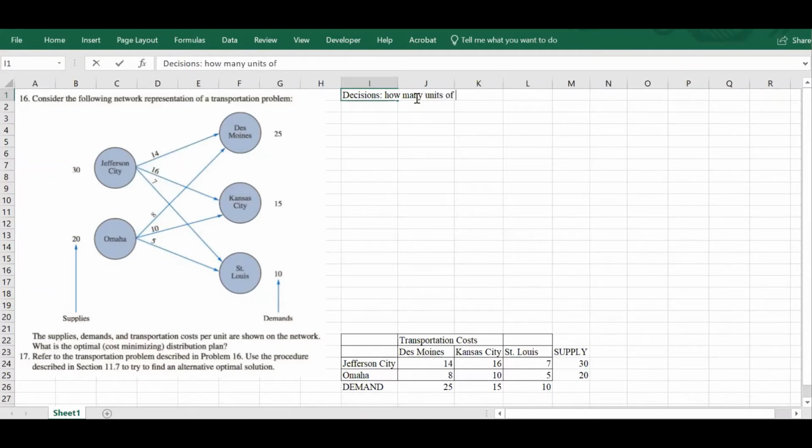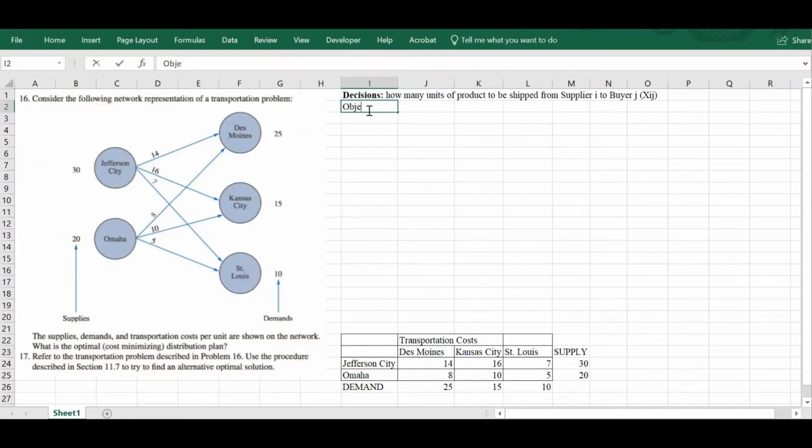So decisions: how many units of product to be shipped from supplier i to buyer j. And I'm going to call this Xij, the amount of product shipped from supplier i to buyer j. So that would be my decision, which is basically the distribution plan that we're looking for.